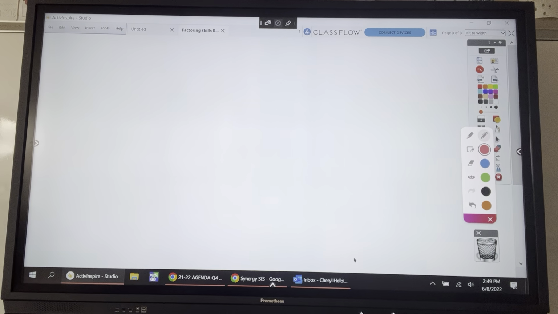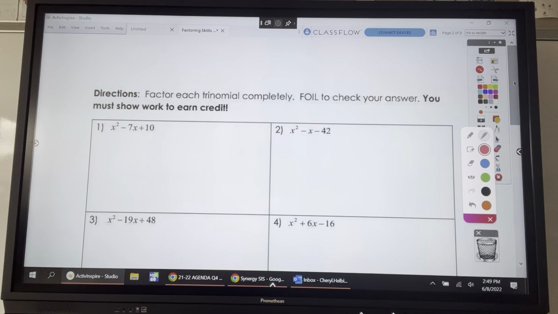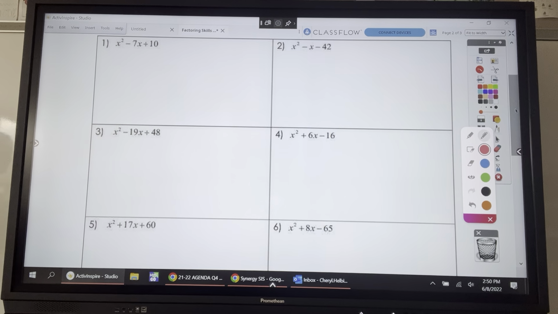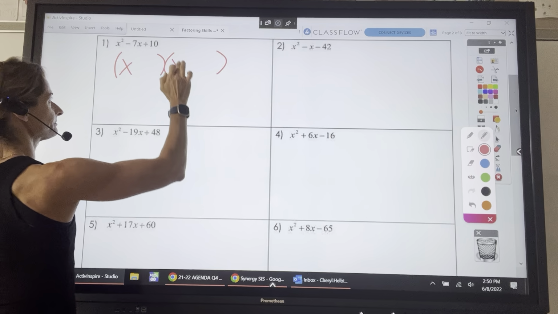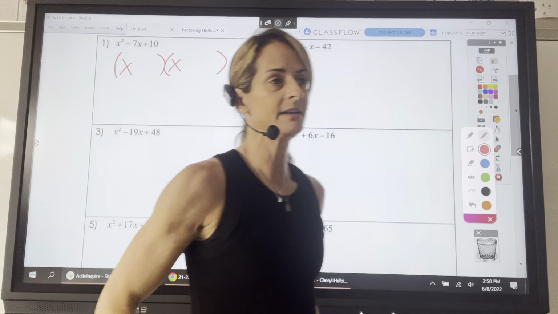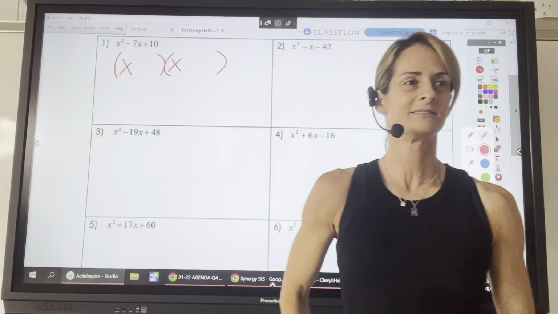So we are on the back of the sheet. On the front of the sheet are those directions, it's basically everything I just explained. So number 1, we put our parentheses, we put our x's, and now is this plus plus, minus minus, or plus minus?